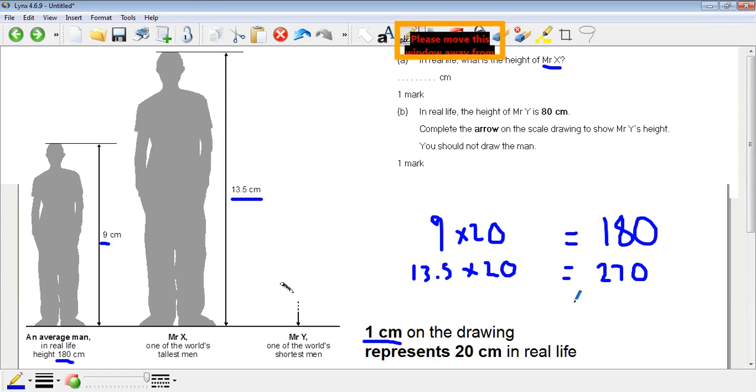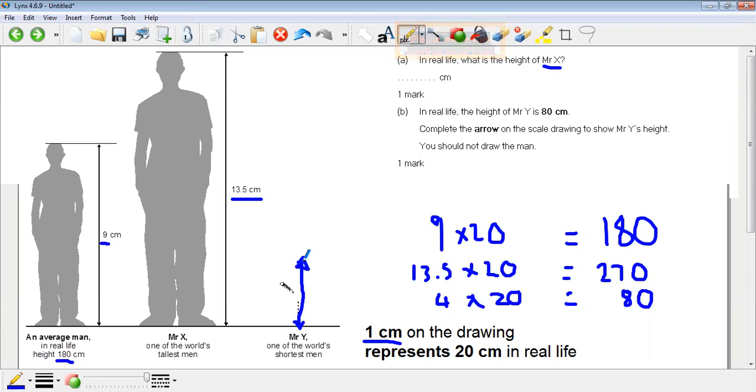So what that then looks like is over here, 80. And again, something is getting times by 20 to make 80, which would be 4. So you would have to get your ruler and draw a line that's 4 centimeters high.